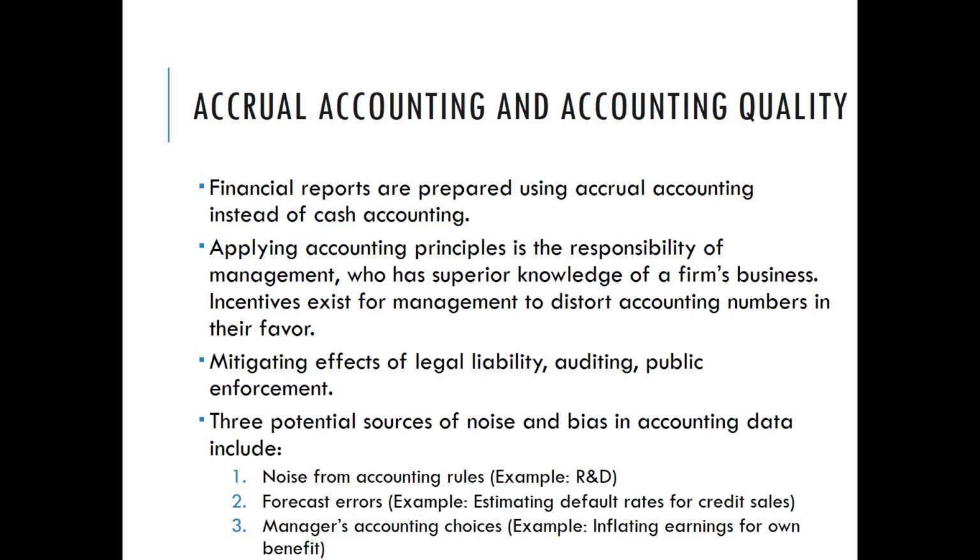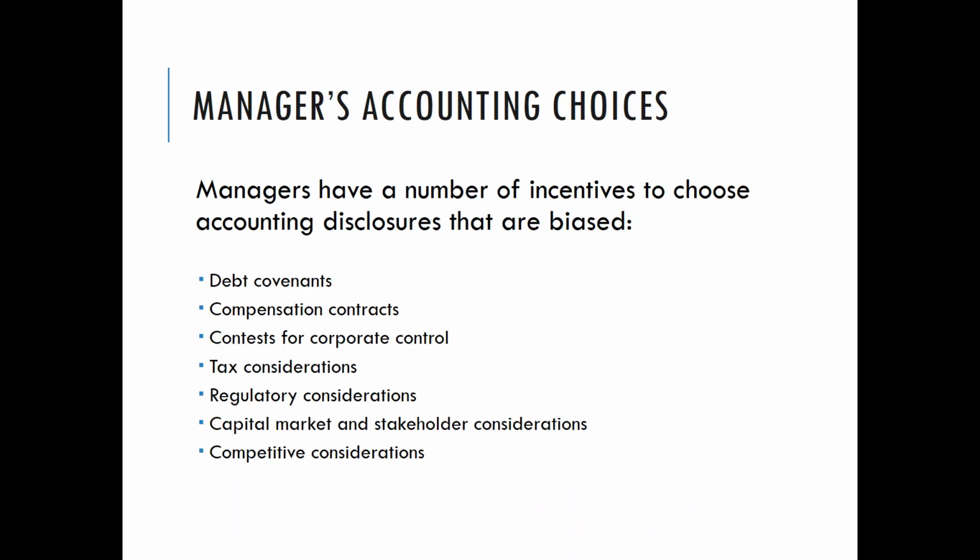And then finally, we have managers' accounting choices, which is really the focus of this week, and the idea that the manager could, for example, inflate earnings to maximize their own compensation package or something similar. And again, we talked about all these various reasons for why a manager might have an incentive to manipulate their, I guess, accounting statements. So for example, debt covenants, in the sense that they might have debt covenants attached to some form of liabilities that they have.